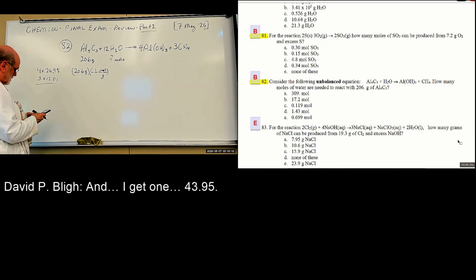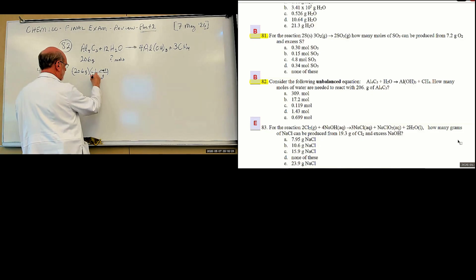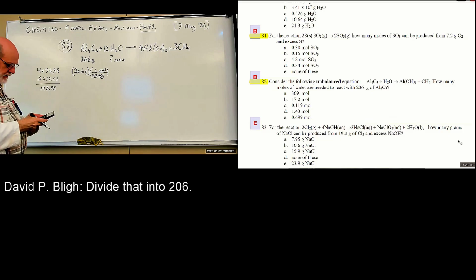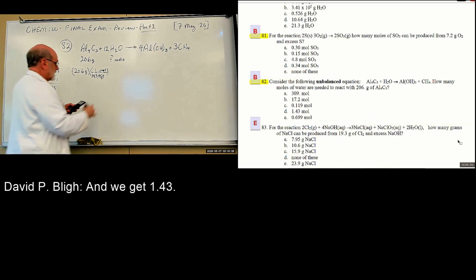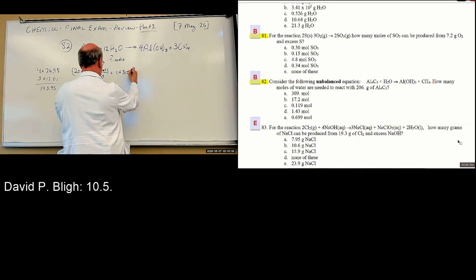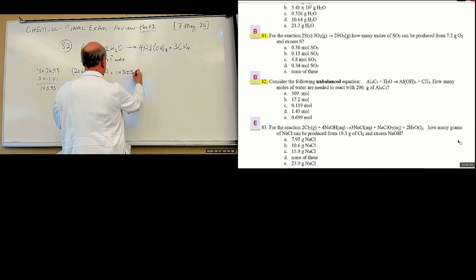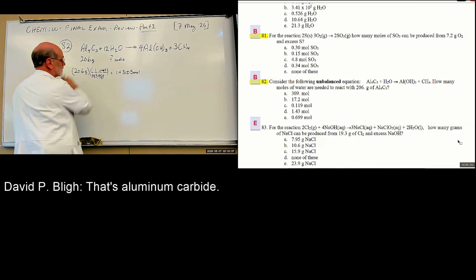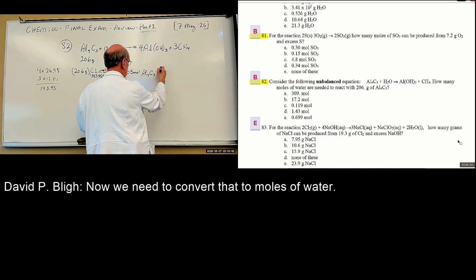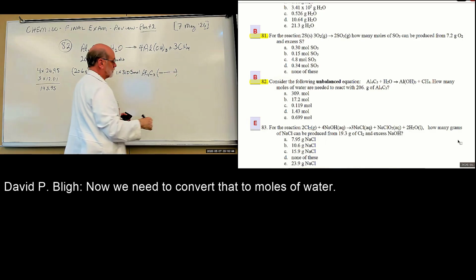And I get 143.95. Divide that into 206, and we get 1.43105 moles. That's aluminum carbide. Now we need to convert that to moles of water.